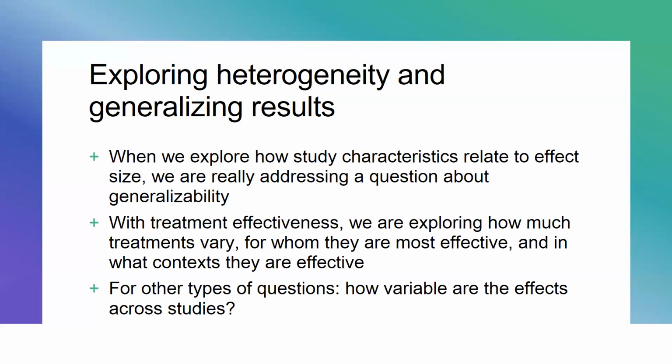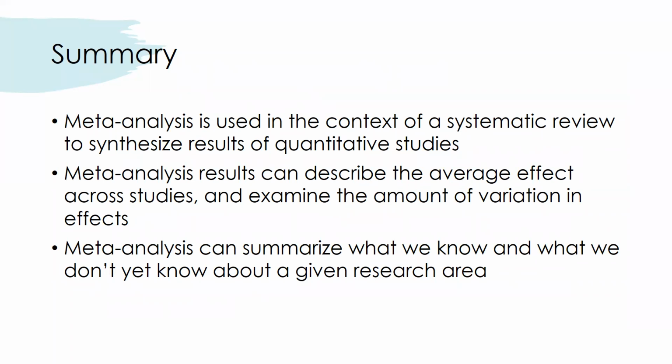It might depend on how we're measuring spatial ability or math ability, and so forth. So again, in summary, we use meta-analysis in the context of a systematic review to synthesize results of quantitative studies. And meta-analysis can describe the average effect across studies, and we can use it to examine the amount of variation in those effects. Okay. And I think meta-analysis, like any systematic review method, can help us summarize what we know and what we don't yet know about a given research area.